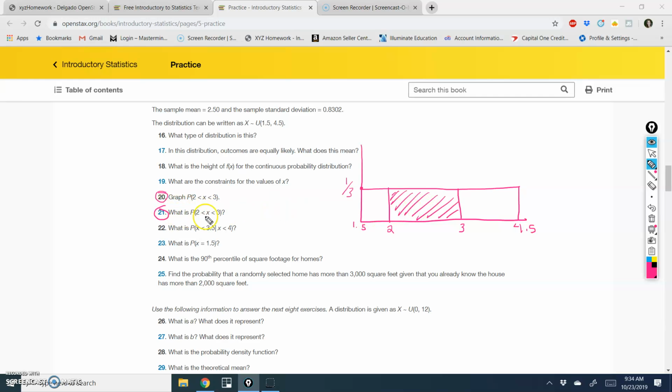Now 21. Now we actually get to calculate. What is the probability that x lies between 2 and 3? Well, that is simply the area of the shaded region that we have created. Area equals base times height. My base here is 1 because the distance between 2 and 3 is 1. My height is 1/3. 1 times 1/3 is 1/3, and as a decimal it's 0.333 forever. So the probability that x lies between 2 and 3, just the area of the block, is 0.3 repeating. So that's 21.